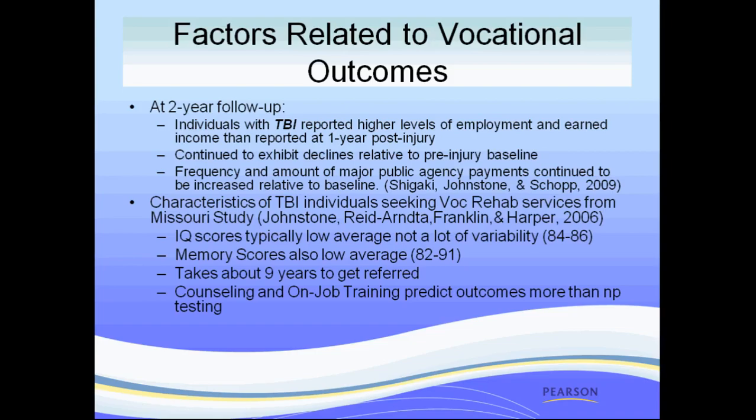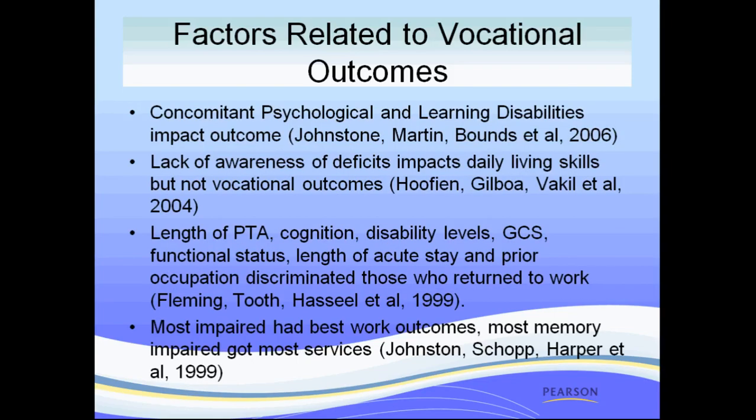And those who tended to get services tend to have really low scores, and it took a long time in this study for them to get that. So the take-home message there is that it's important to intervene as quickly as possible, of course not immediately after the injury because they need recovery, but to provide services sooner rather than later. And one of the things that they found is that those people who did get services were more likely to go back to work.